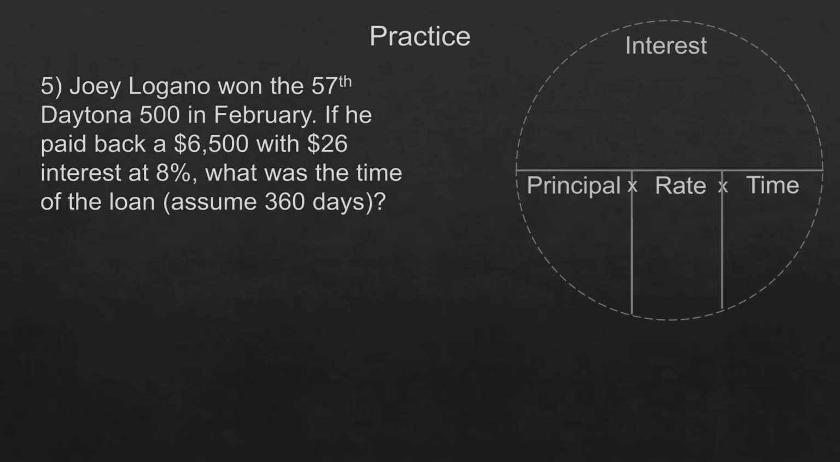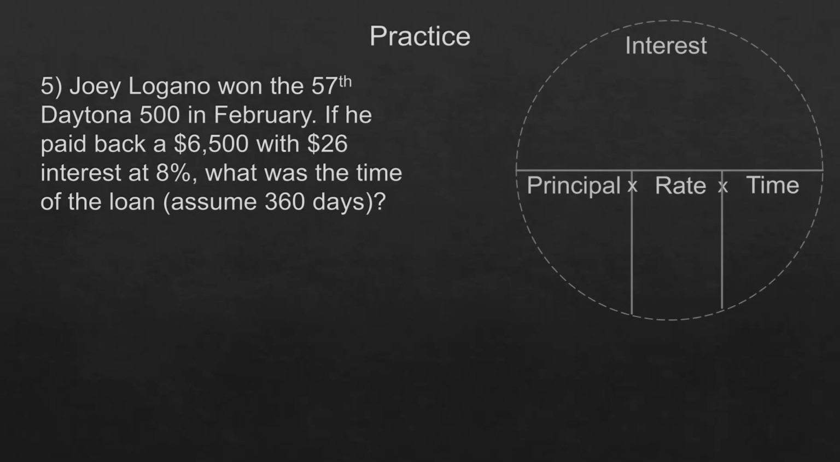We are on 16.2, the second video. Let's read this question. Joey won the 57th Daytona 500 in February. If he paid back a $6,500 loan with $26 in interest at 8%, what was the time of the loan? Assume 360 days, so it's ordinary interest.